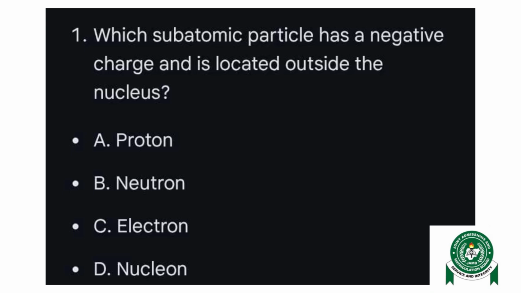The first question we have here says, which subatomic particle has a negative charge and is located outside the nucleus? A. Proton, B. Neutron, C. Electron, and D. Nucleon.